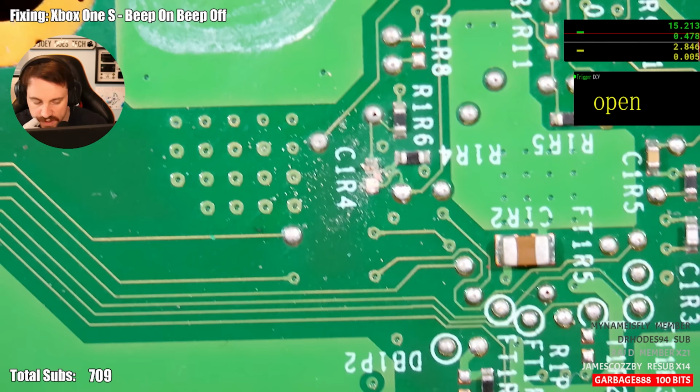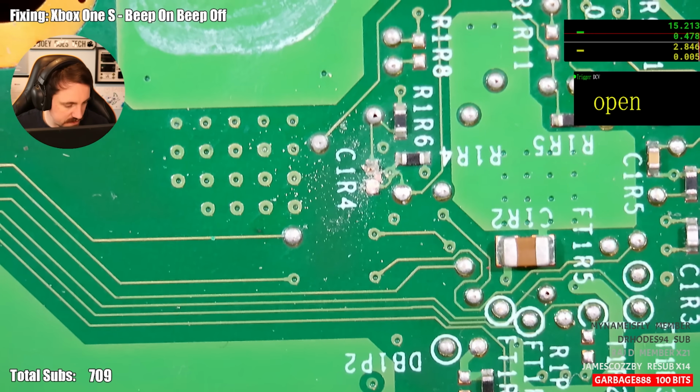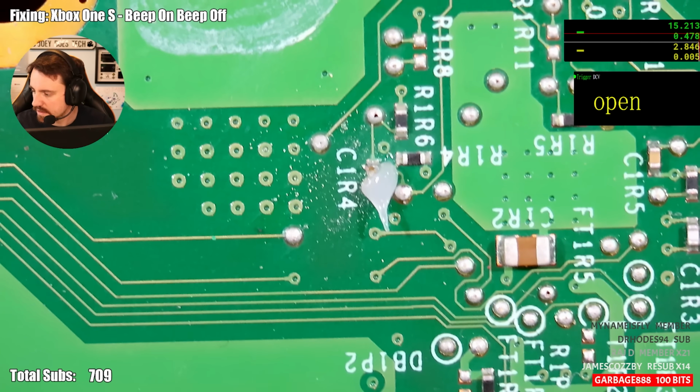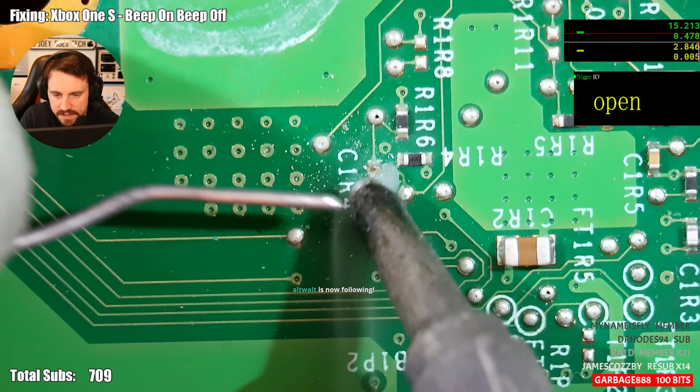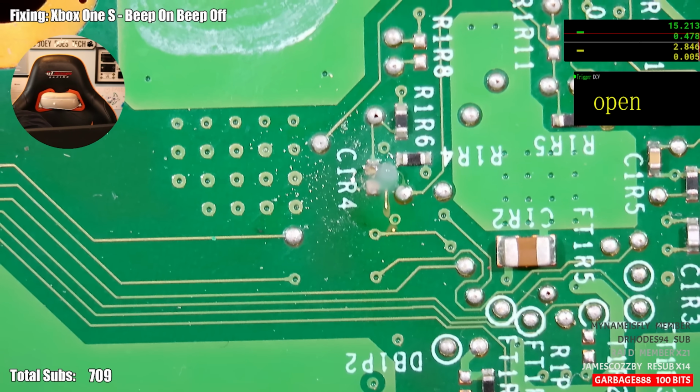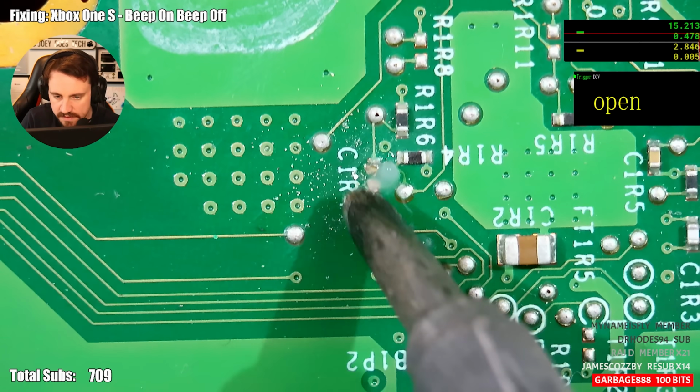Yeah. So what I'm going to do real quick is come in with some flux. Let's just come in with a little bit of flux here. And my iron, and I'm just going to use a little bit of leaded. I'm at 350 for some reason. I can't remember why. Probably when I was doing something.